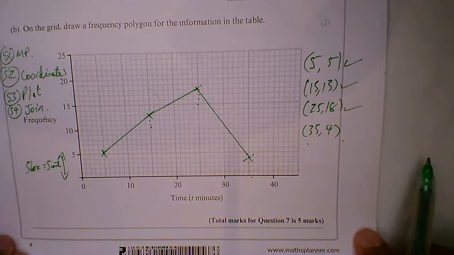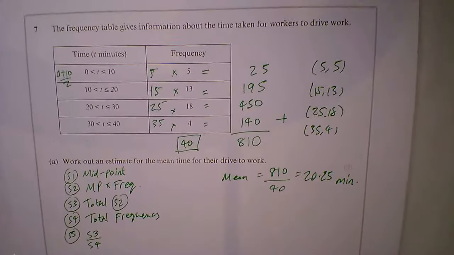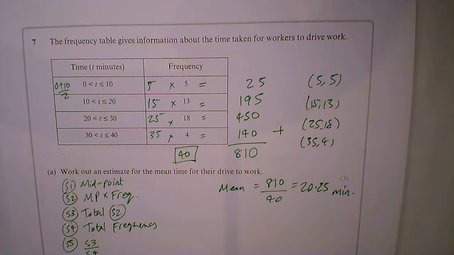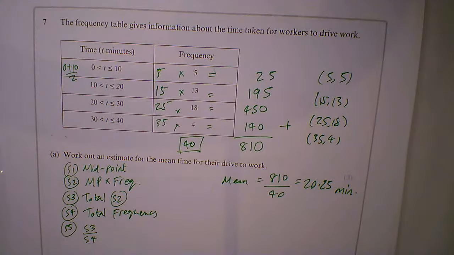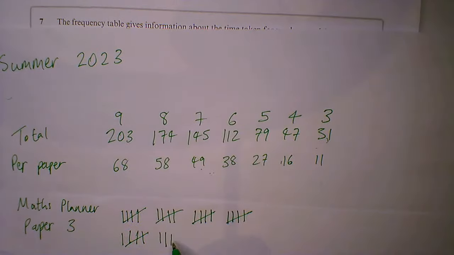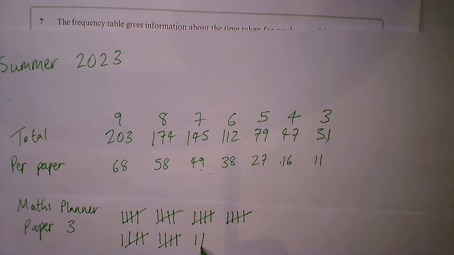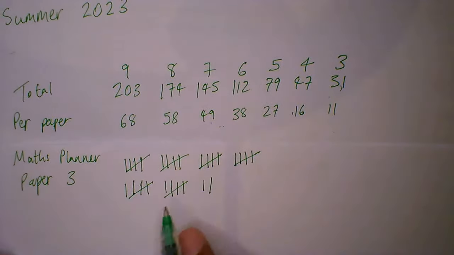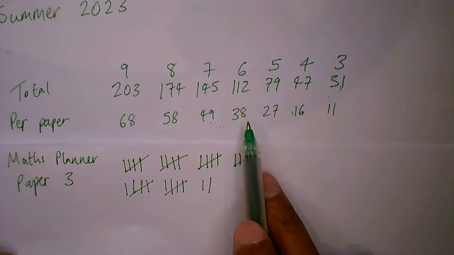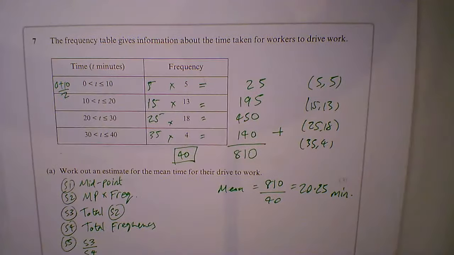Question 7 is worth 5 marks, so let's add that to our tally. One, two, three, 4, 5 marks. And we have got 25, 32 marks. We are 6 marks away from a grade 6, and we have to end this session very soon, unfortunately.